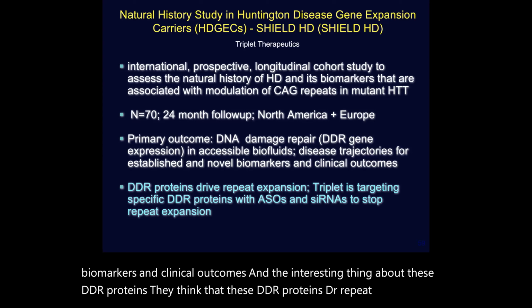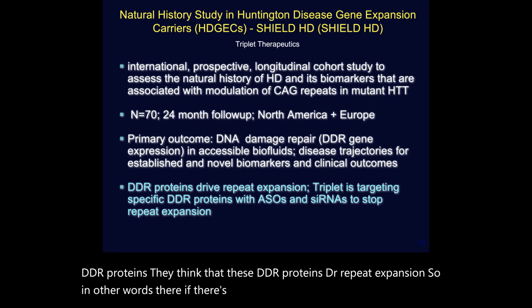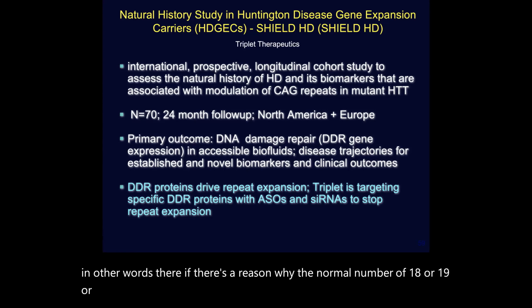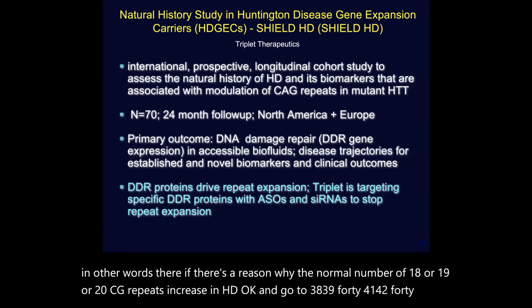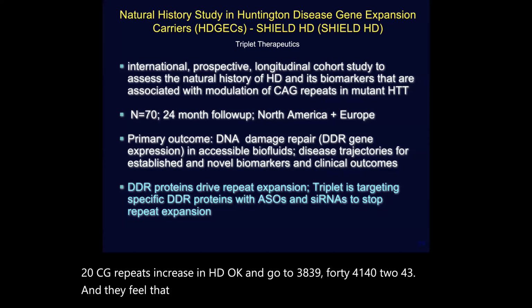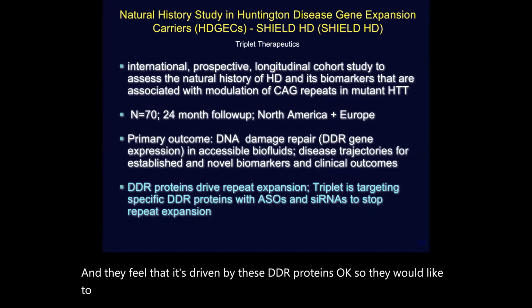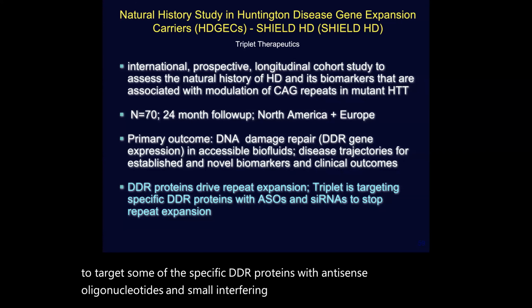So in other words, there's a reason why the normal number of 18 or 19 or 20 CAG repeats increase in HD, okay, and go to 38, 39, 40, 41, 42, 43. And they feel that it's driven by these DDR proteins, okay? So they would like to target some of the specific DDR proteins with antisense oligonucleotides and small interfering RNAs to stop that repeat expansion. So we think this is really exciting.